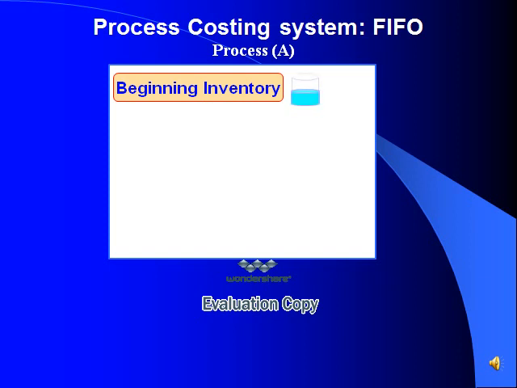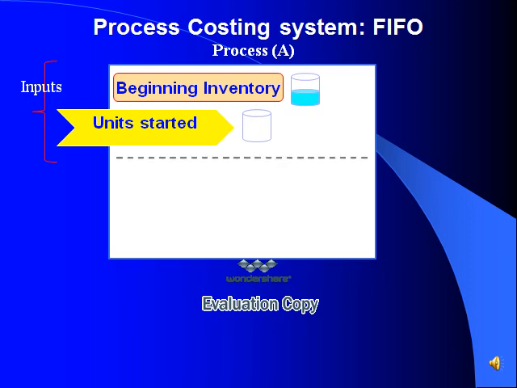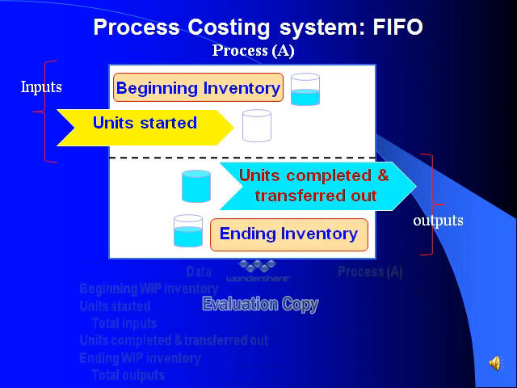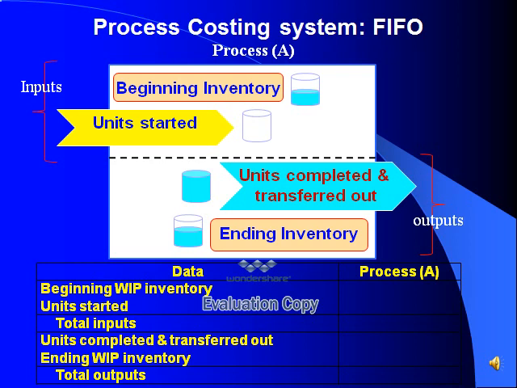Step number 1, the flow of physical units. Any process has beginning inventory, that is incomplete units. Units started, that are empty units. Total beginning inventory plus units started equal total inputs. On the other side, there are units completed and transferred out, that are completed units, and ending inventory, that is incomplete units. Total units completed and transferred out plus ending inventory equal total output.